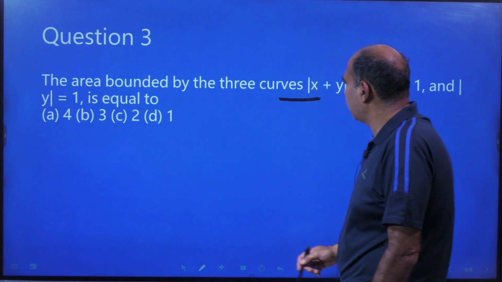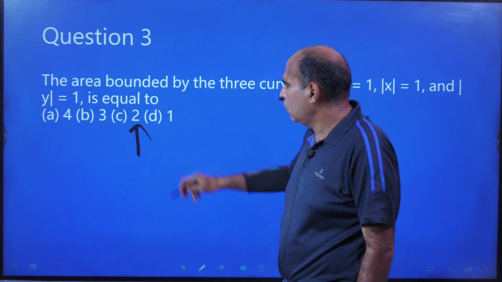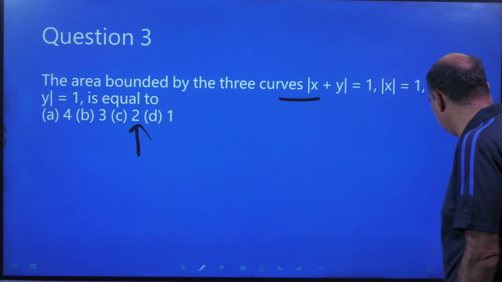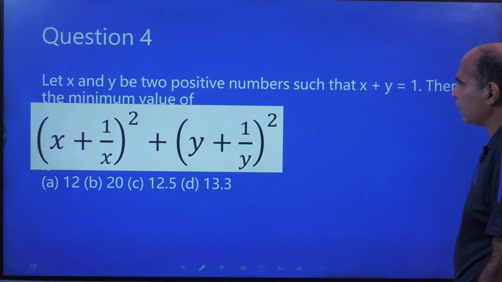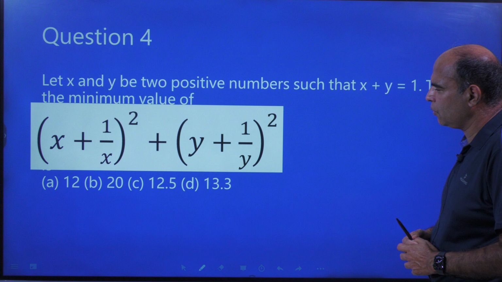So the area bounded by the 3 curves is equal to 2. So option C is the right answer here. Let's look at the next question. And this question is just intuitive.